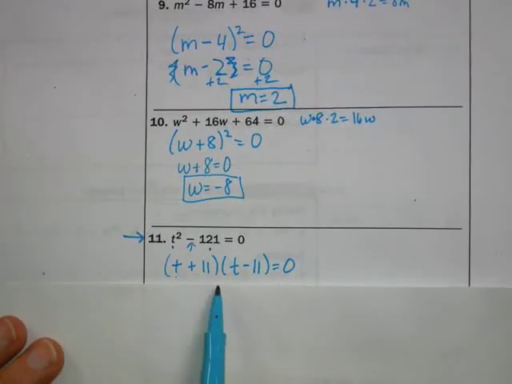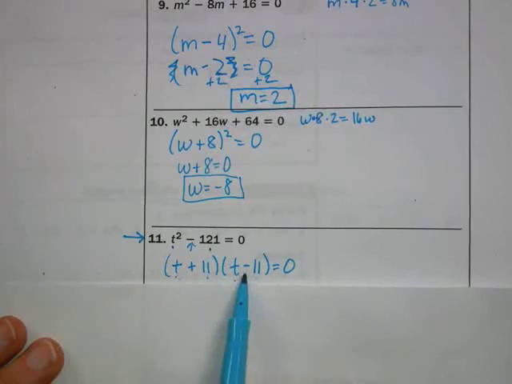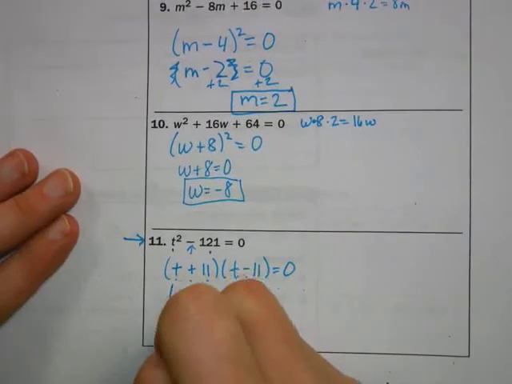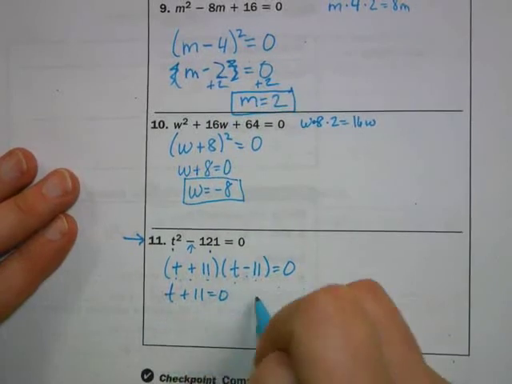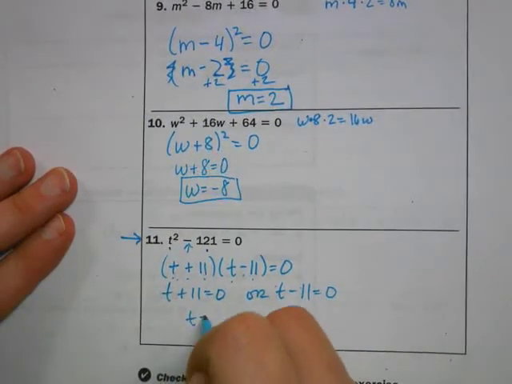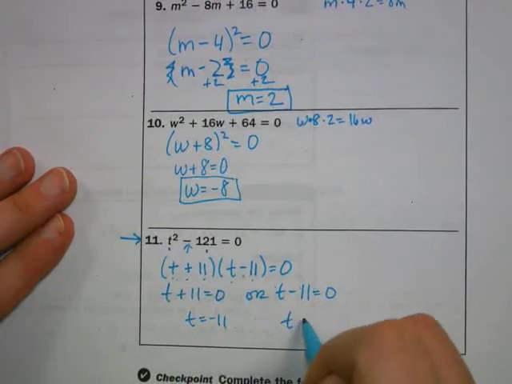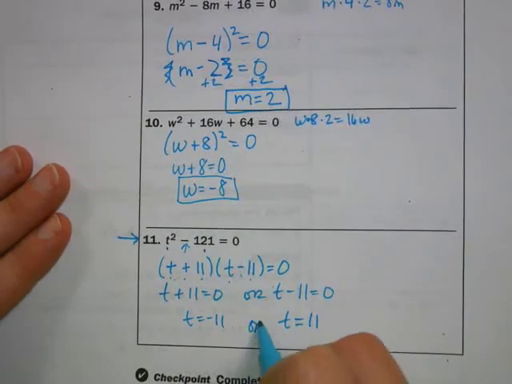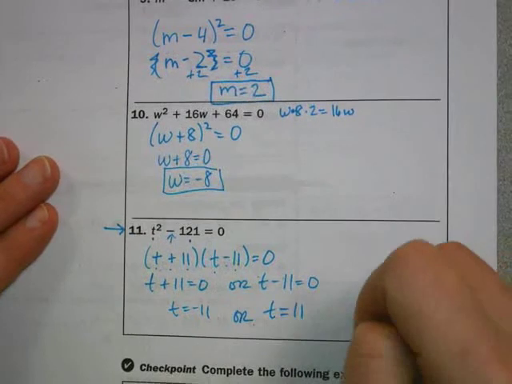Okay, so we'll have two solutions to this guy. t plus 11 equals 0, or t minus 11 equals 0. Negative 11 and positive 11 are the two solutions. It could be one or the other, or it could be both. So we just say negative 11 and 11 are the solutions. All right, you're doing great.